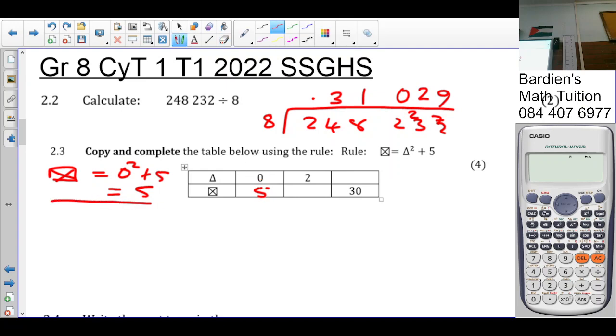The next one, the triangle is 2. So 2 squared plus 5. What is 2 squared? 4. 4 plus 5 is 9.